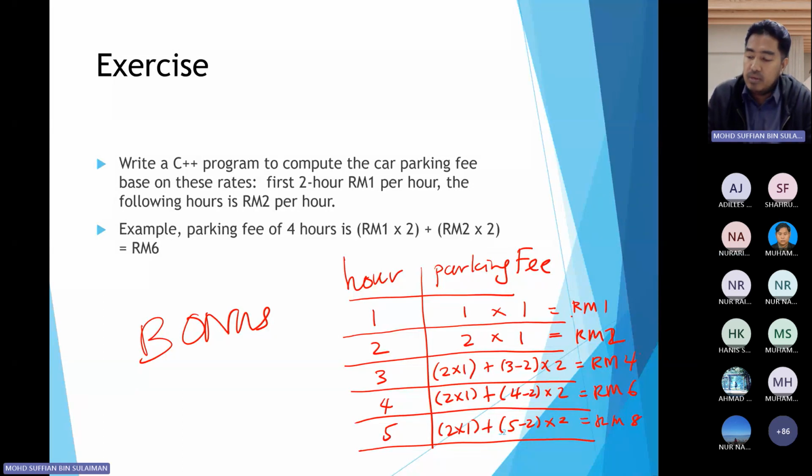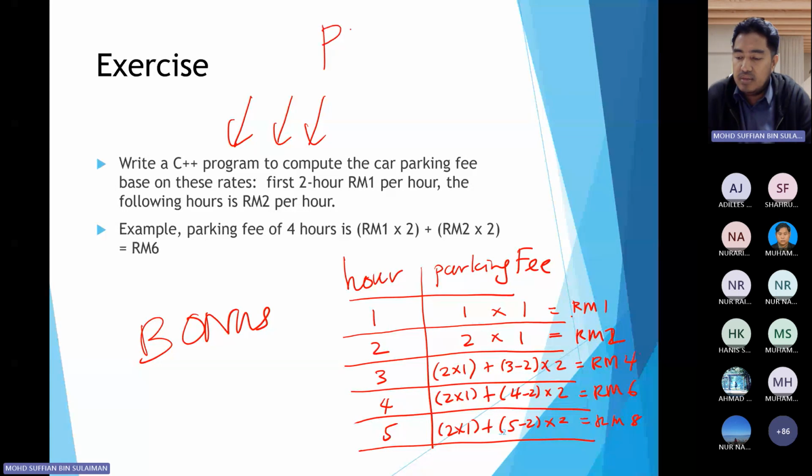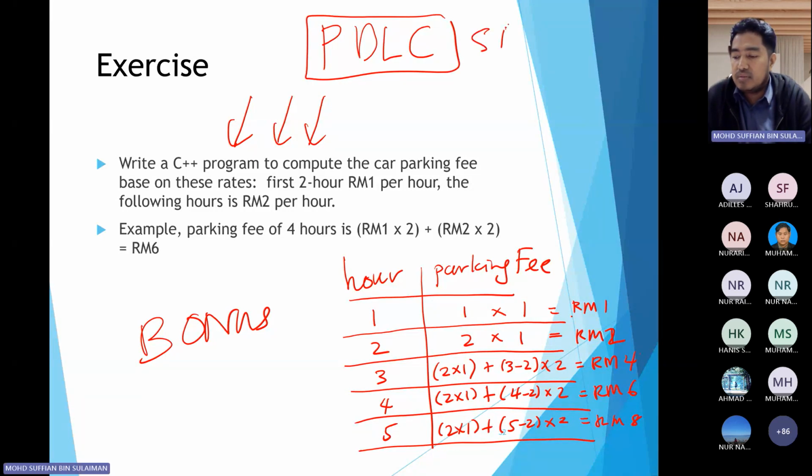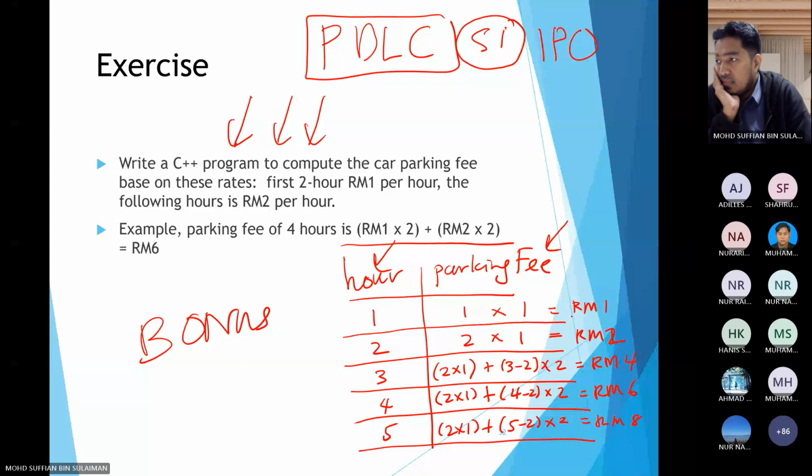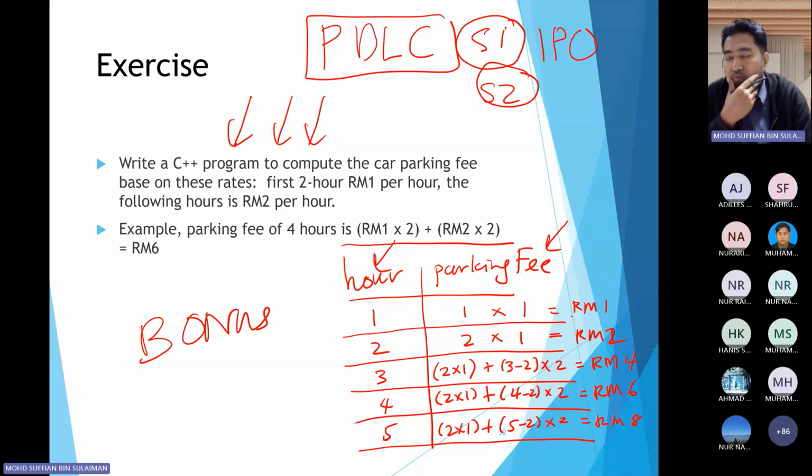Okay, again, when you get this question, what you need to do first is don't forget PDLC. So step 1, input, process, output. Itu yang saya buat tadi, input dan output. Proses dia adalah formula ni. Step yang kedua, you need to design the algorithm, flowchart, pseudocode. Tapi I assume semua dah ada dalam kepala.